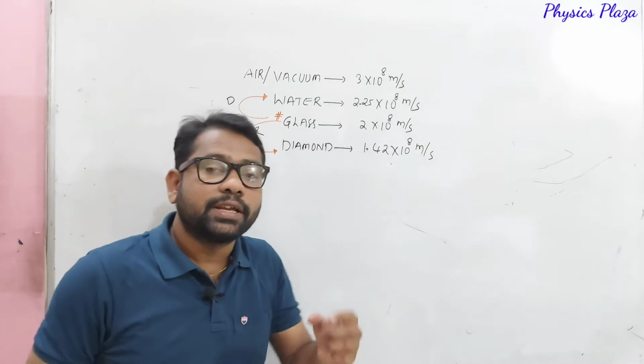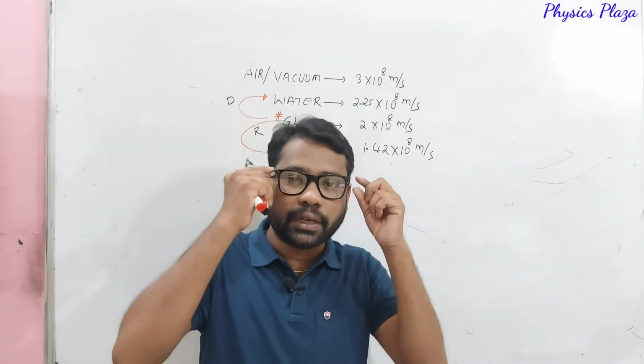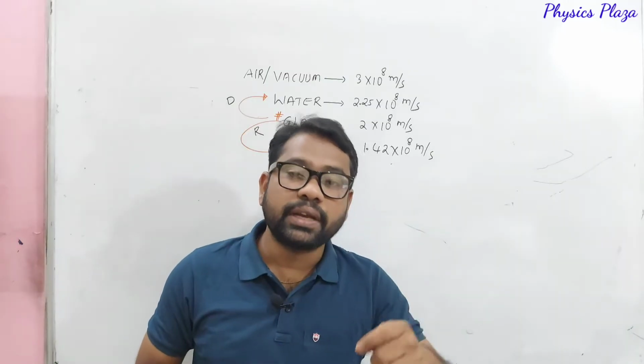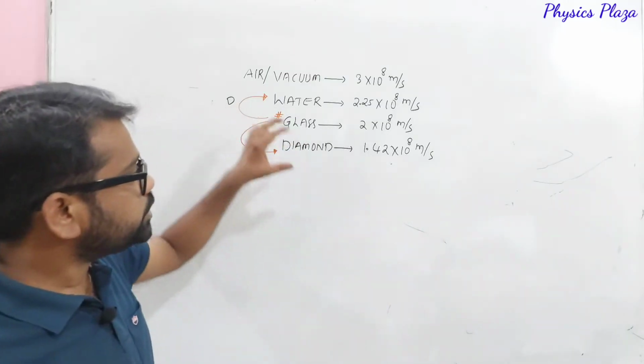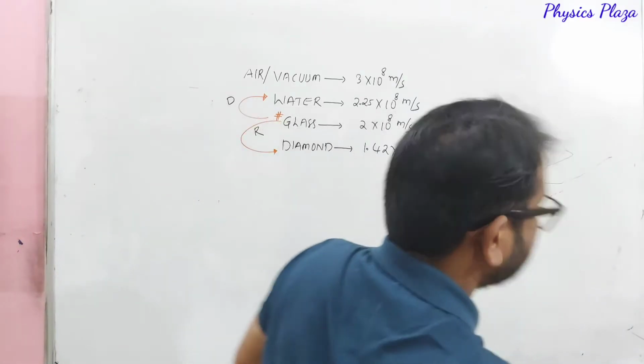In what way are we deciding? We are deciding based on the speed of the light. So what is the speed of the light in glass and what is the speed of the light in the other medium? Once you understand this point, children, the next topics will become very easy.